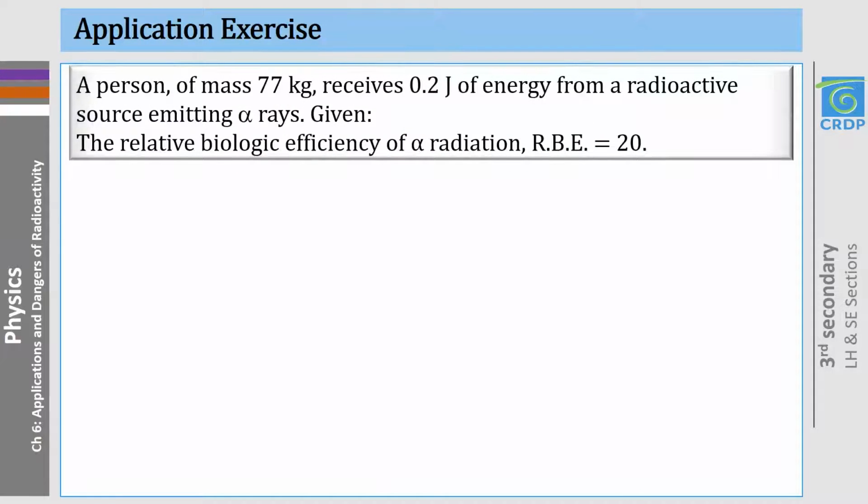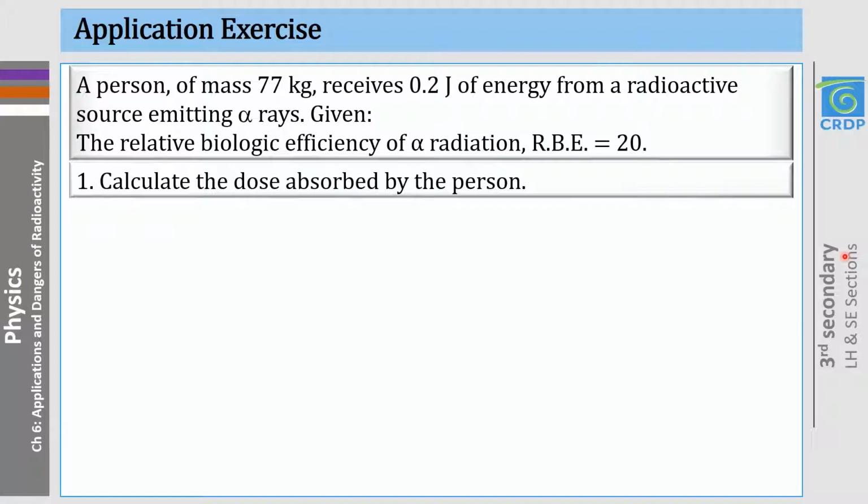Now let's do an application exercise. A person of mass 77 kilograms receives 0.2 joule of energy from a radioactive source emitting alpha rays, given RBE equals 20. Question number 1. Calculate the dose absorbed by the person.